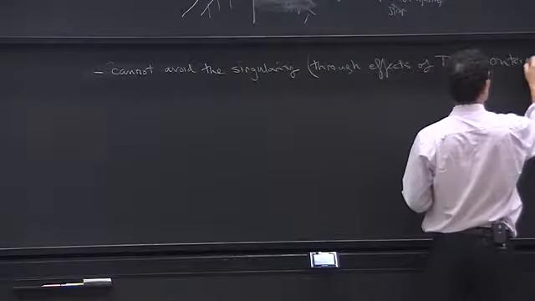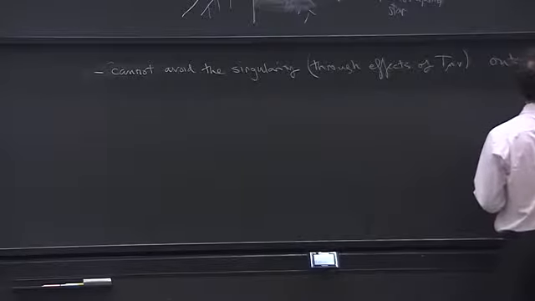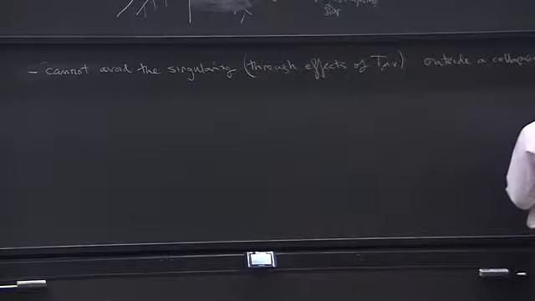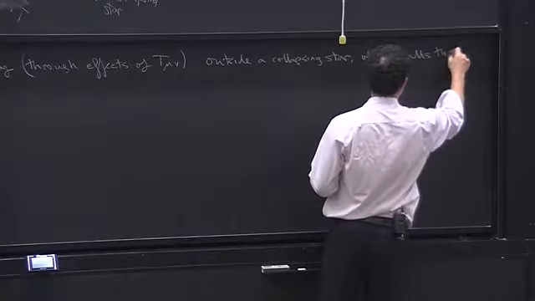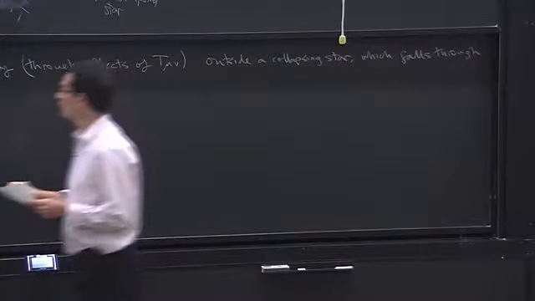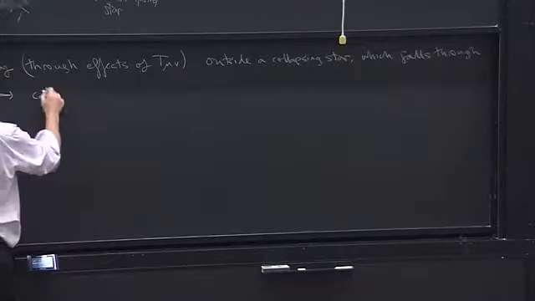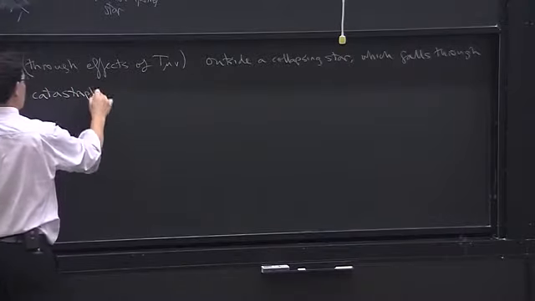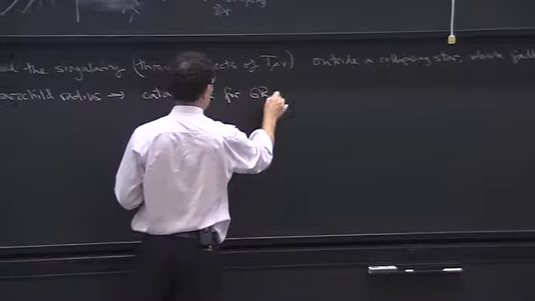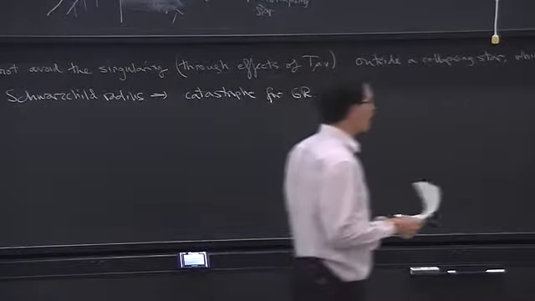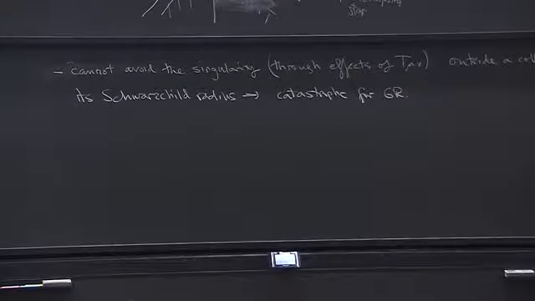Outside a collapsing star, which falls through its Schwarzschild radius. And this implies there really is a catastrophe for GR. GR cannot be the final theory of gravity, and Einstein realized that. You've got to go beyond it.